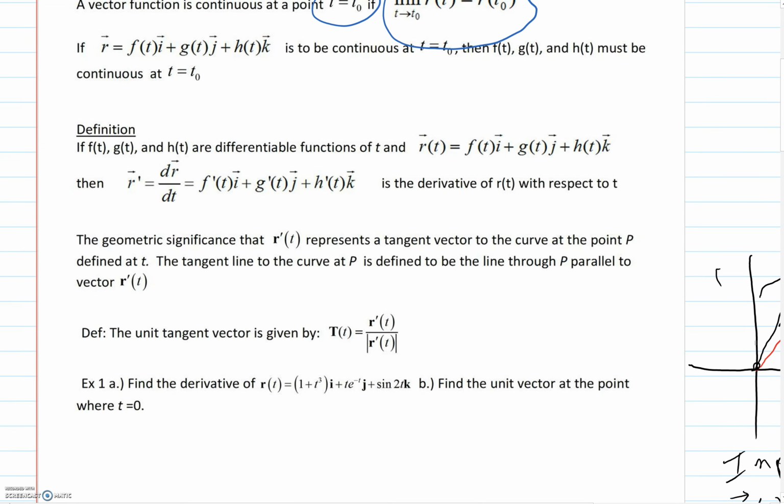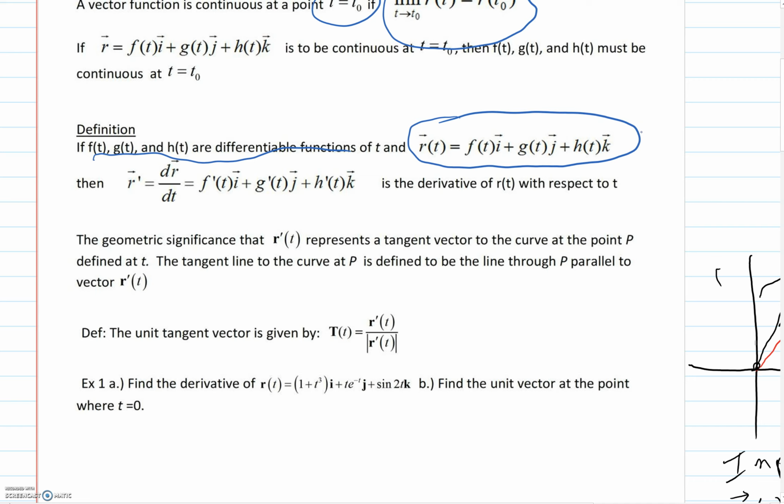Well, wonderful news. Wonderful, wonderful news. Let's just say that you have a vector function, and f, g, and h are all differentiable. That means you can take derivatives of them. The vector r prime, also known as dr dt, would just be the derivative of f for your i, plus the derivative of g times your j component, plus the derivative of h times your k vector there. So what you're seeing is you're just taking the derivatives of each component step by step.